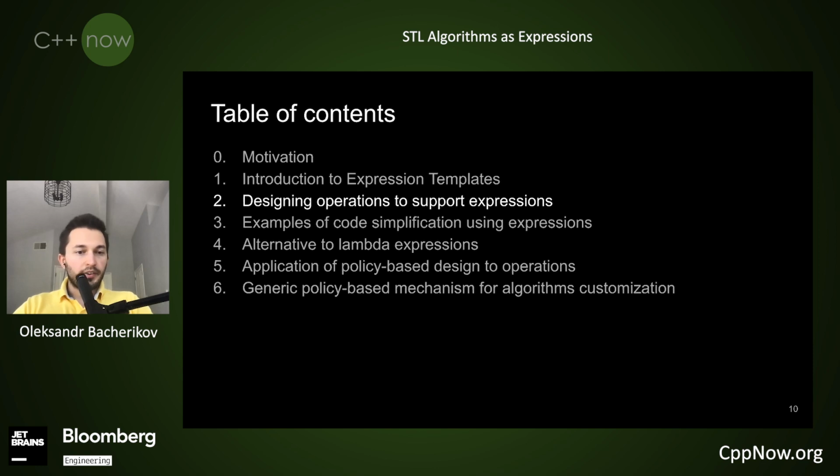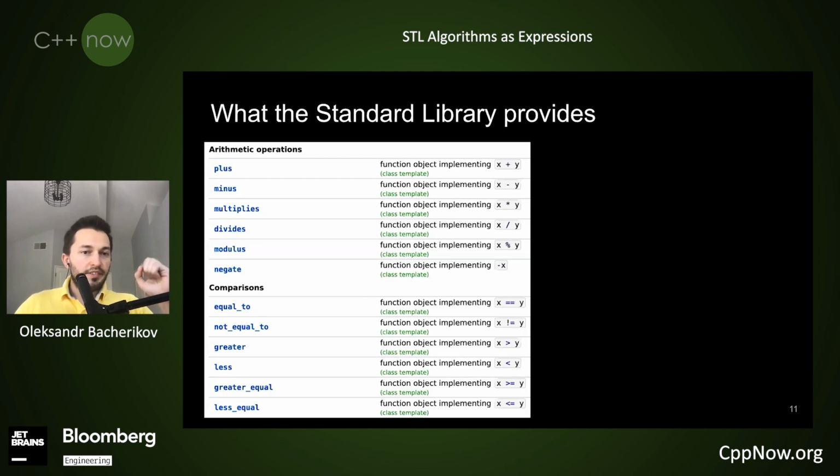So I was thinking, how can we do this better? In particular, how can we design operations to support expressions more naturally? And in the standard library, we already have things that potentially could help us. In particular, function objects like plus and so on.